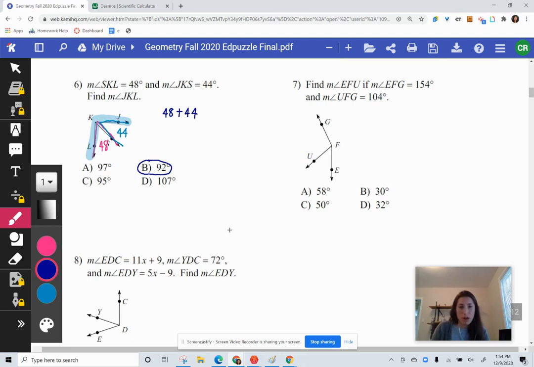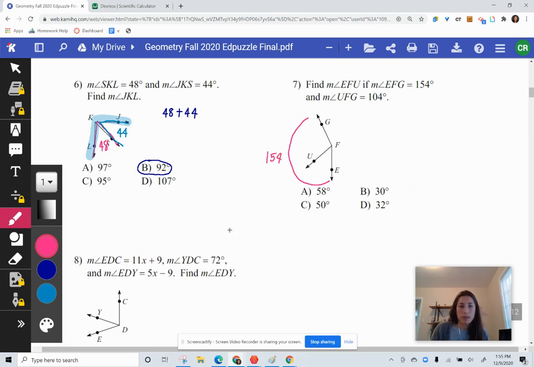Okay, and in our second problem, we're going to go ahead and label these angles as well. So we're first going to label EFU, and that's the measure of the angle we're finding, rather. We have EFG. That is the entire angle. When I have the entire angle, I like to put a little arrow around it. So we know this entire angle is 154 degrees.